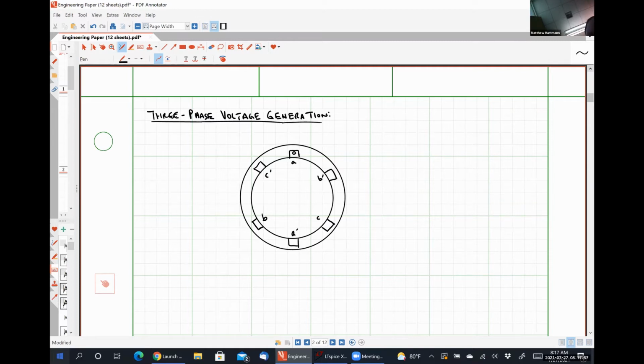The A terminal usually has a black wire, and I say usually in America, it has a black wire. In Europe, they use a different color convention. The B phase is typically denoted by blue wiring, and the C phase is typically denoted by red. And then all of our prime phase terminals are going to be in gray, like so.